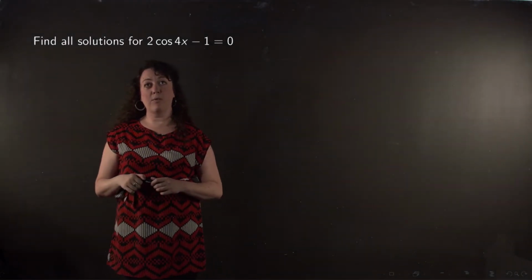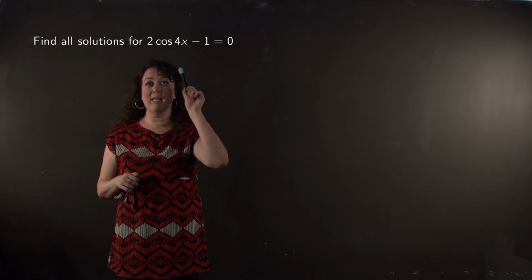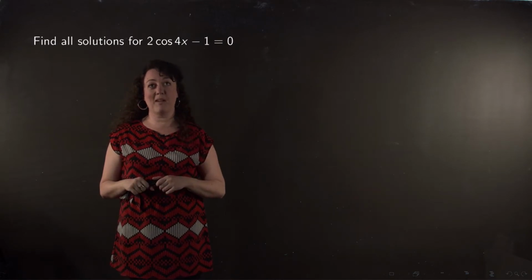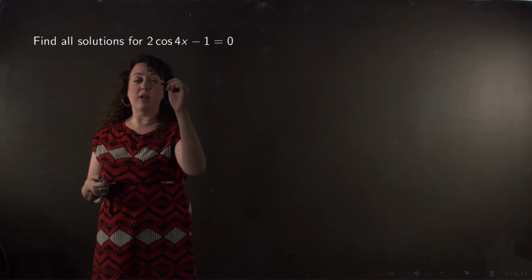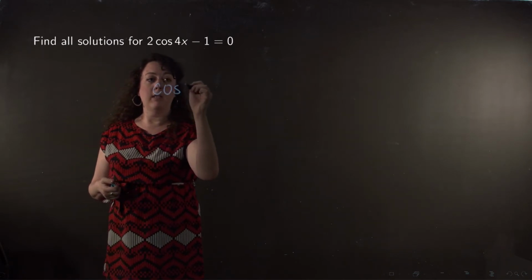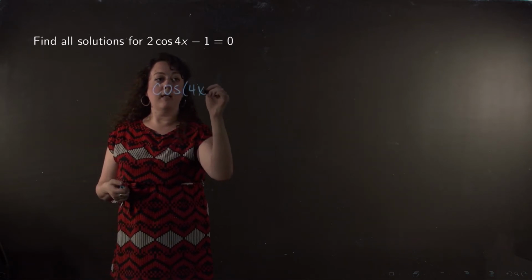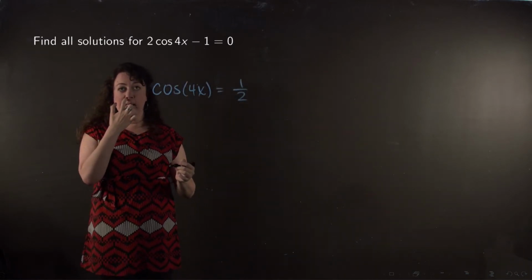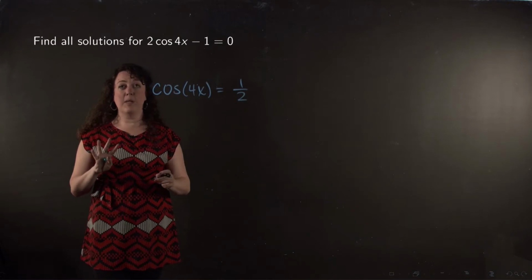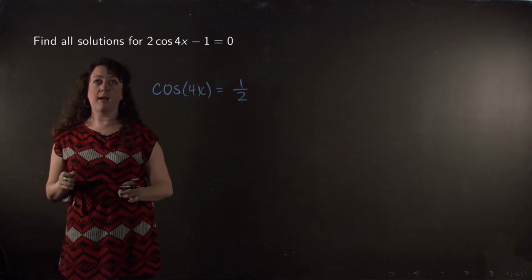For 2 cosine 4x minus 1, the difference here is that inside our cosine function, we have something other than just an x. It's only going to change one step of our process. So to solve this, first thing I'll do is I'll move the 1 to the other side and divide by 2. So I'm looking for where cosine of 4x is equal to 1/2.